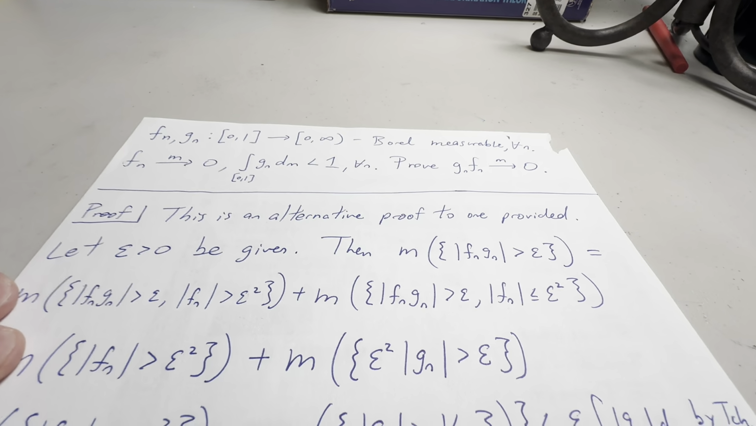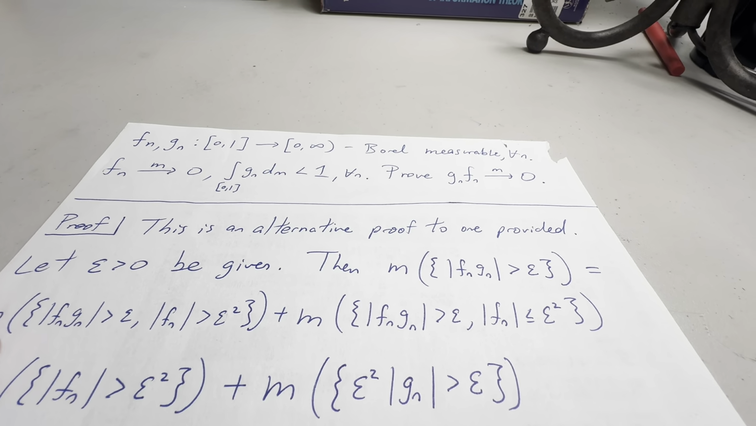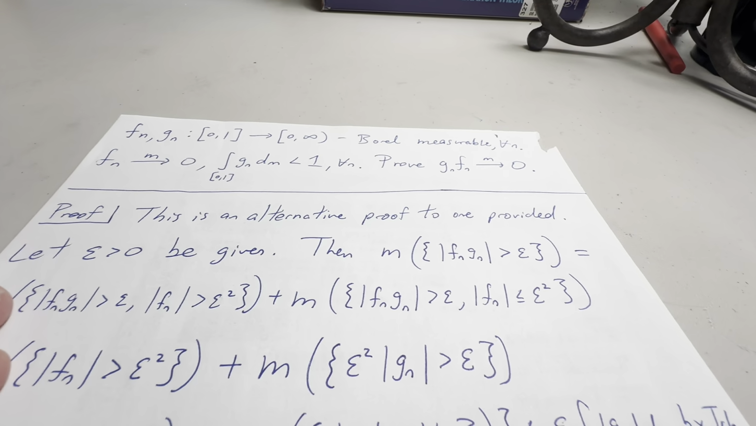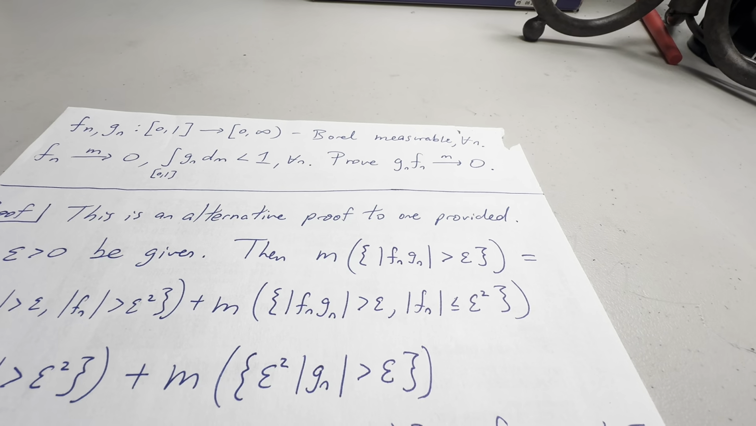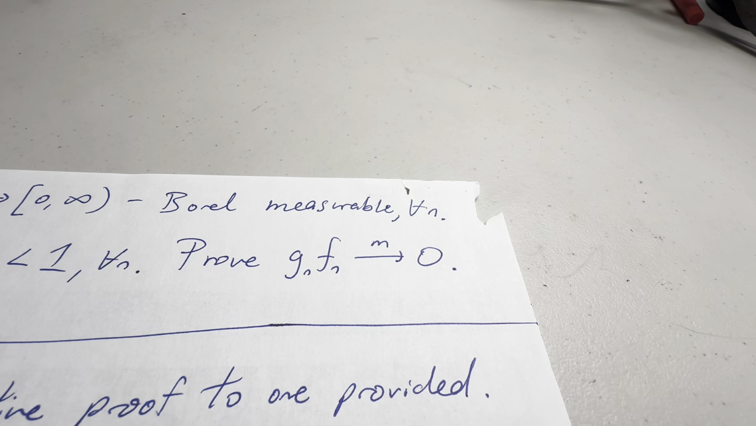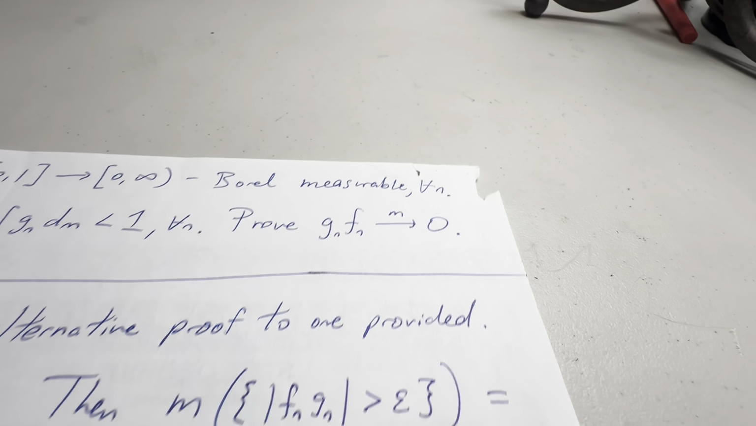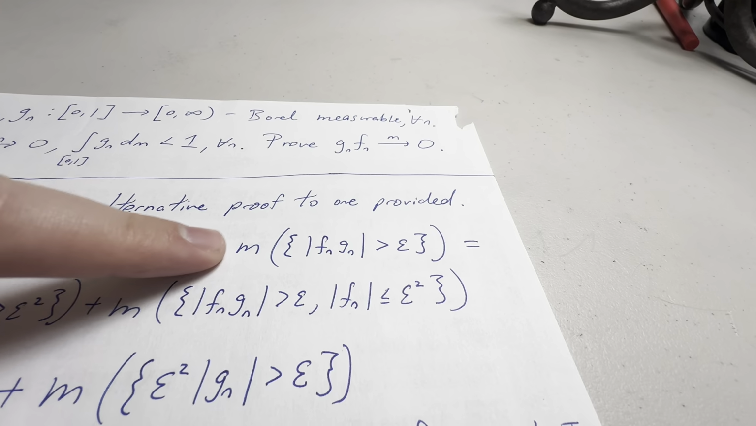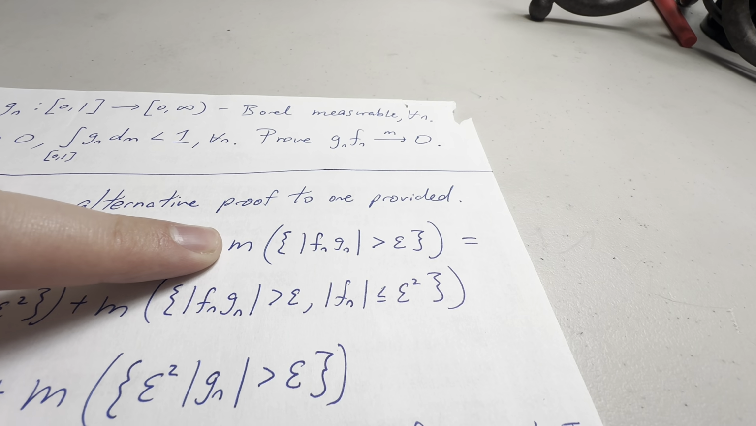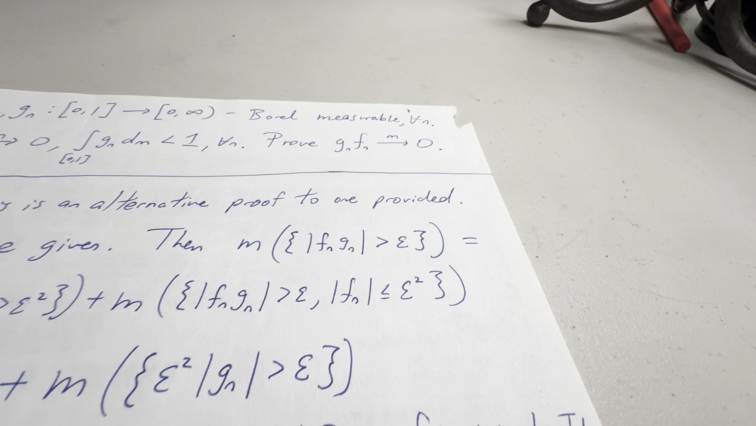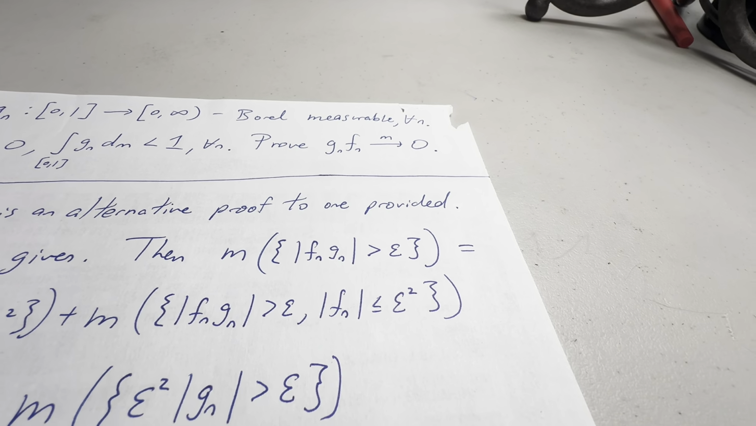Anyway, let's do the problem. Let epsilon be given. Yes, finally, we say the mantra, epsilon is given. We want to show that this converges in measure to 0, so we're going to apply the definition. So we want to show that this set has arbitrarily small measures. So we write it up the way the definition tells us.